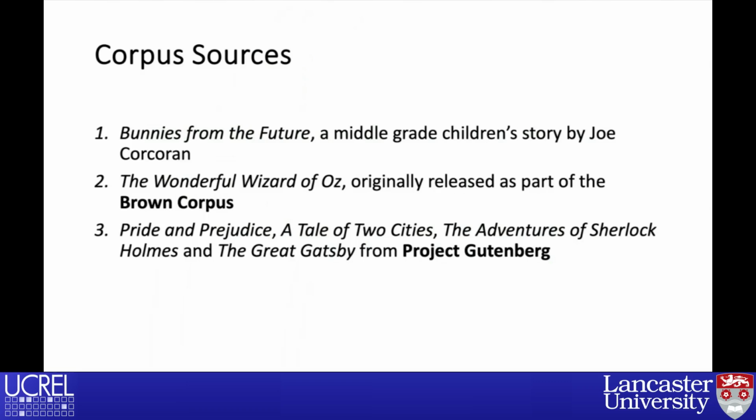After forming our guidelines that are based on SceneML, we tried to collect corpus sources to begin the annotation process. So we have three different sources. One is Bunnies from the Future, which is a children's story, The Wonderful Wizard of Oz from the Brown Corpus, and then we have a set of novels from Project Gutenberg: Pride and Prejudice, A Tale of Two Cities, Adventures of Sherlock Holmes, and The Great Gatsby.